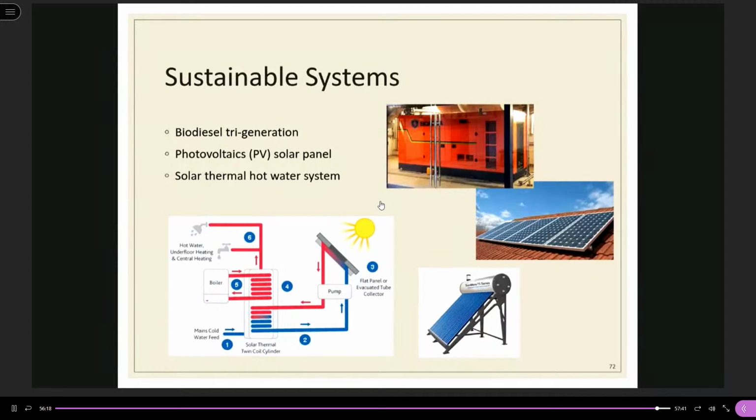PV solar panels. So the PV solar panels convert solar energy into electricity, for supporting the lighting system or other equipment. A solar thermal hot water system. So it uses a collector to concentrate the solar energy and then use it to heat up the water and provide the hot water for the building.